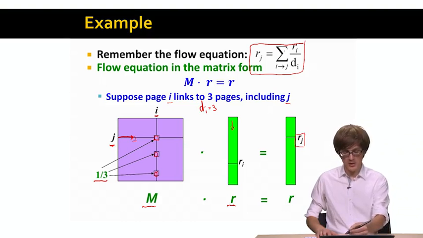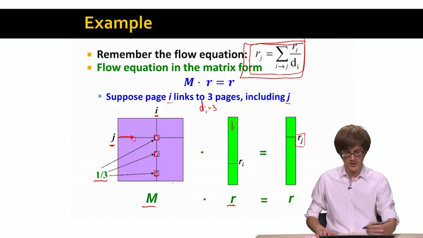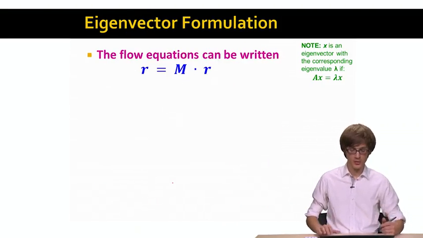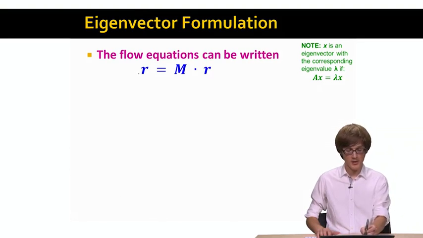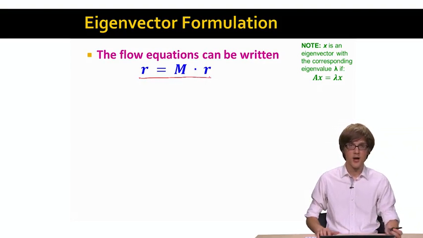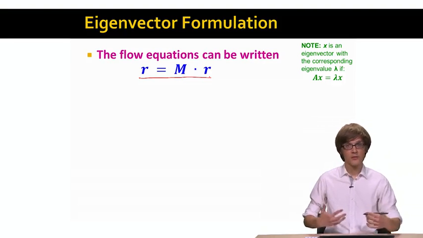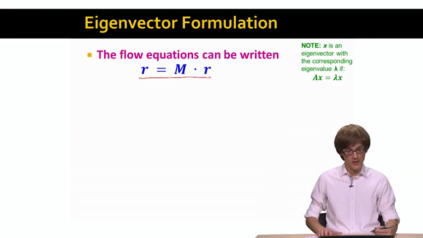So this way, we take this initial equation that we had before, and we express it as a vector matrix product. So now we basically took our flow formulation of the problem and expressed it as this recursive, in a sense, matrix equation: R equals M times R. Now, what we observe is that this looks very much like an eigenvalue problem.